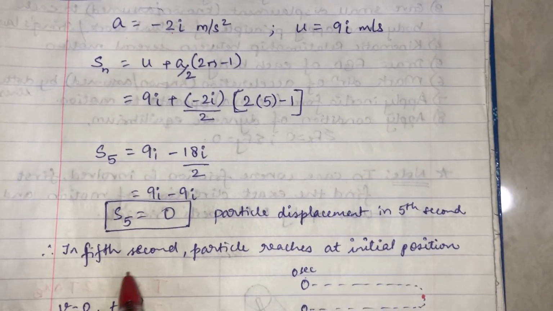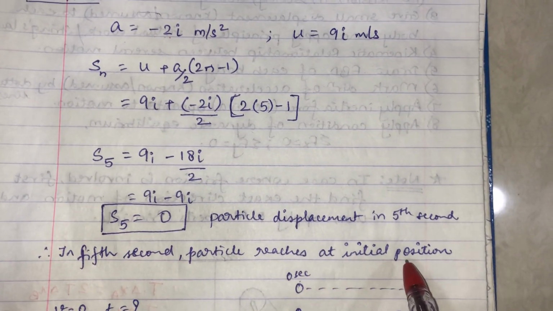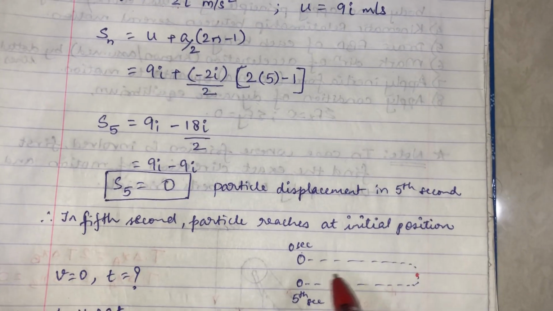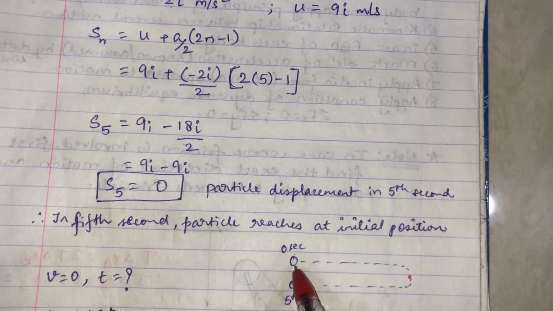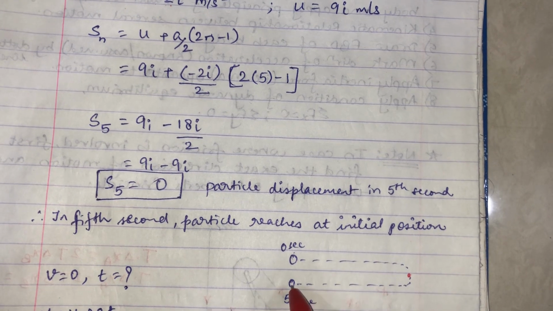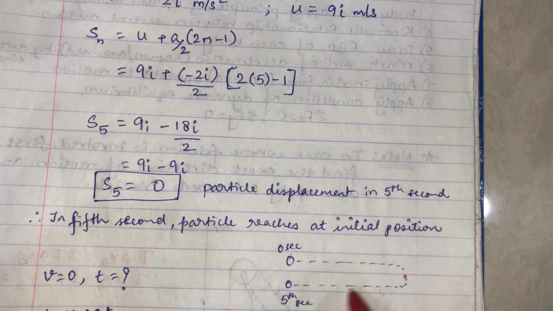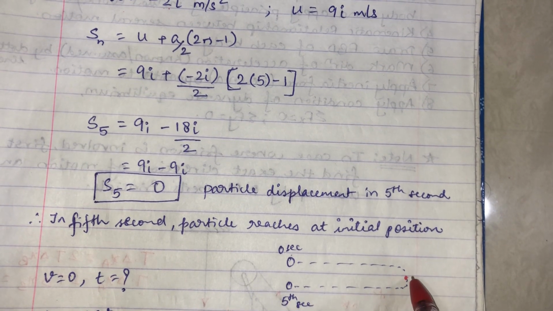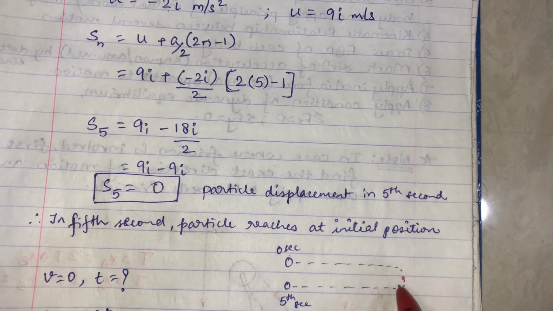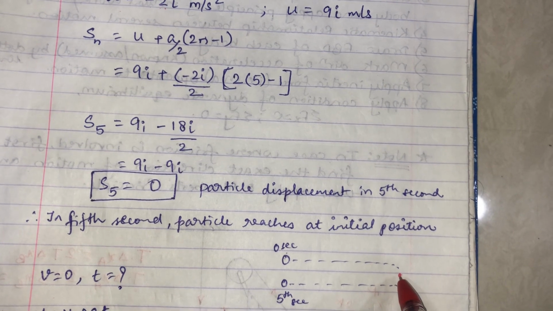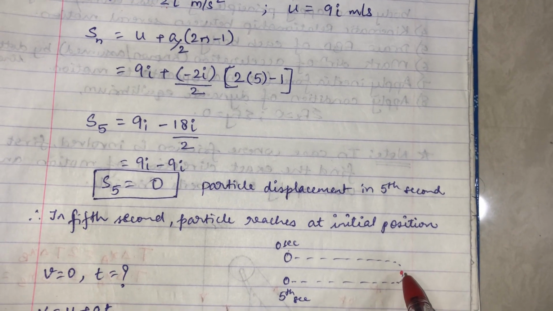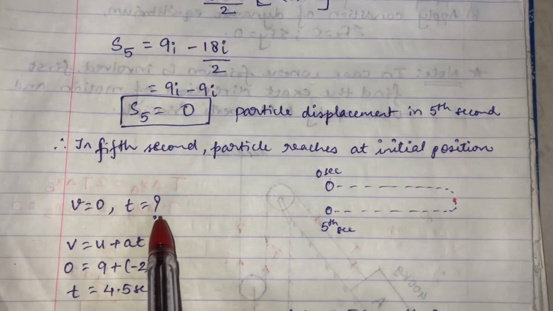Now, in fifth second, the particle reaches its initial position. So how can it be defined? At 0 second it was here, and again at fifth second it is coming at the same point. Now in between this whole path, there is some point where the velocity becomes 0. What is the time taken to reach there? So if v is equal to 0, what is the time?